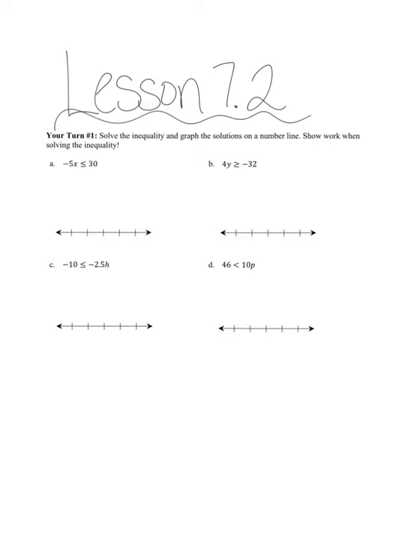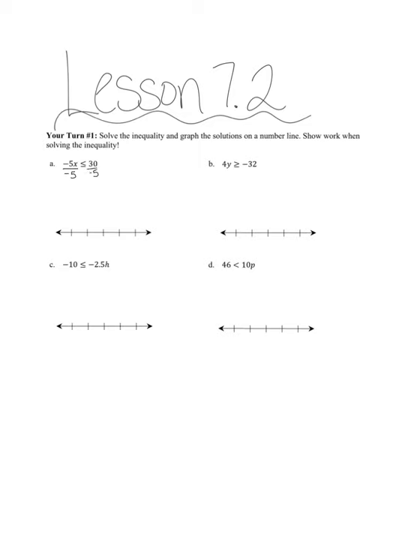Here we have for A, negative 5x is less than or equal to 30. Because we have negative 5x, really what that says is negative 5 times x is less than or equal to 30. So to solve this, we are going to do the inverse of multiplication, which is to divide, and we're going to divide by negative 5 on both sides.